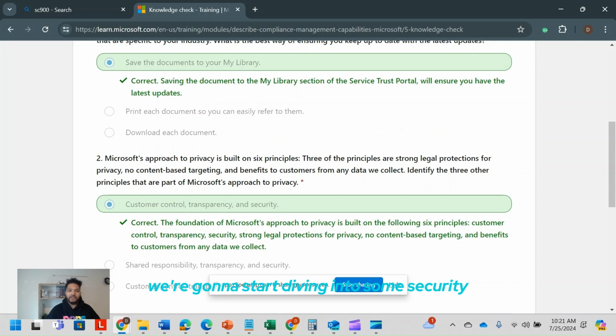We're going to start diving into some security, some actual practice tests. We're going to dive into some different roles that you can niche into afterwards. We're going to have a couple Ask Me Anythings, all finishing up with taking the test.